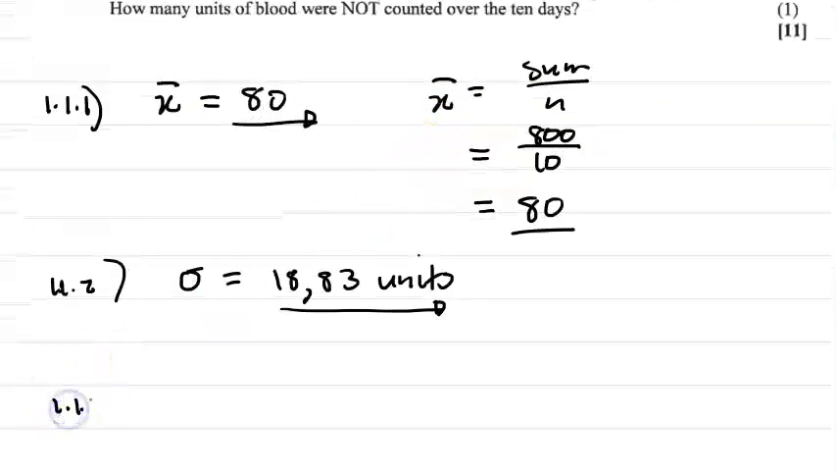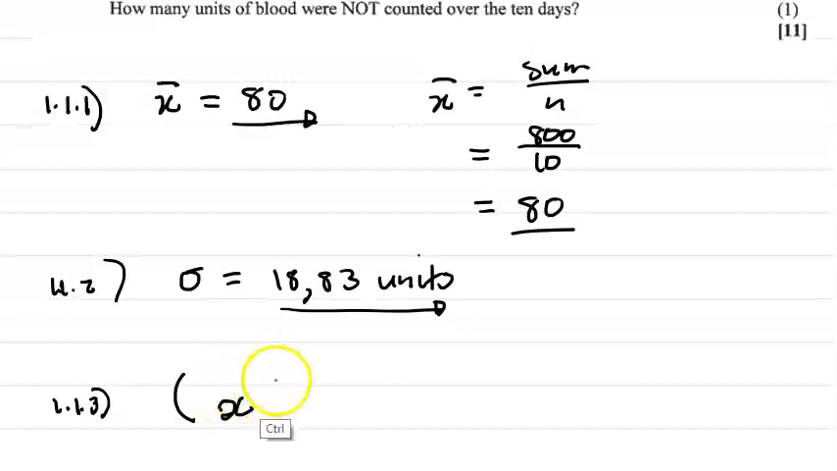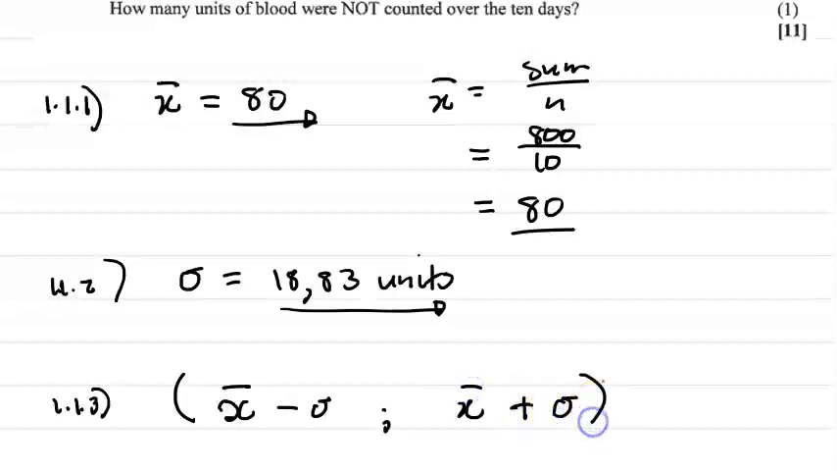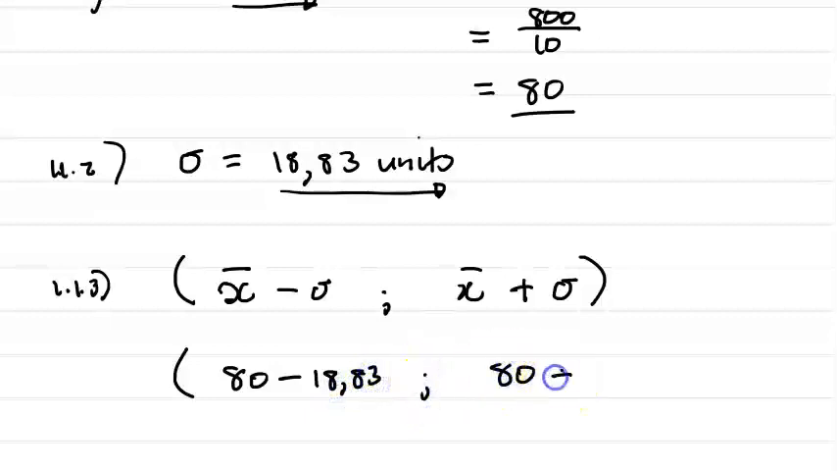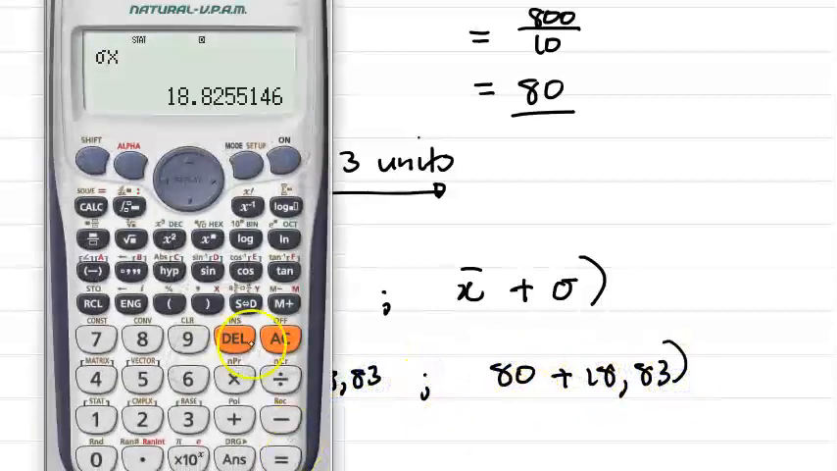So for 1.1.3, we are going to do the following. So 1 standard deviation will be as follows. It will be X bar, the mean, minus 1 standard deviation to our mean plus 1 standard deviation. And therefore our interval will equal 80 minus 1 standard deviation, which is 18.83, and this will be 80 plus 18.83, which will give us the following interval.